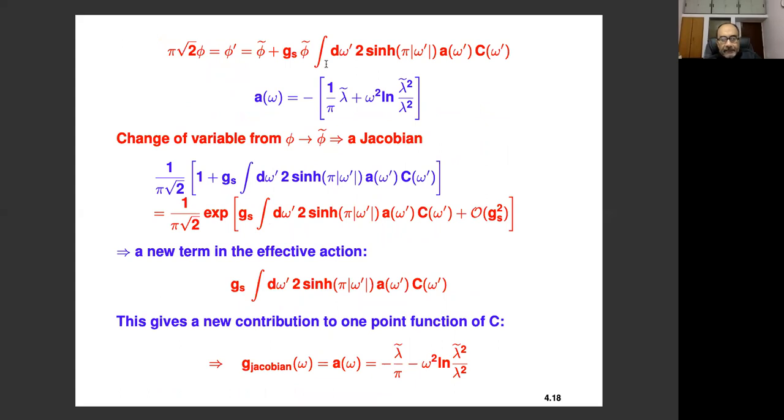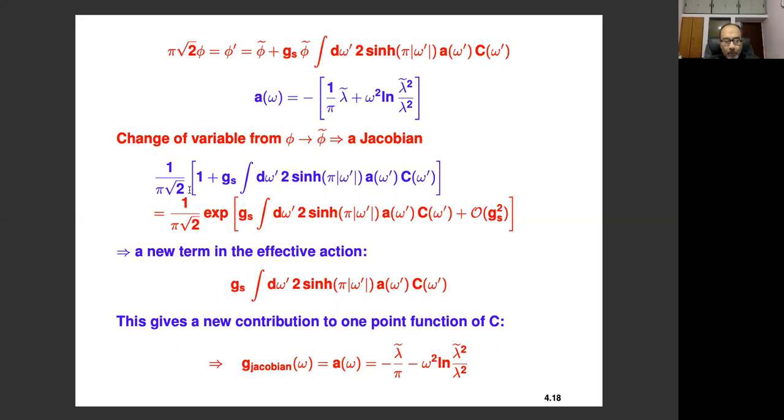So here is the full field definition. Pi root 2 phi is given by phi tilde plus this correction, with A given here. Now we can look at the Jacobian. We had d phi to begin with. Open string field theory told us that you have to integrate over phi, which is related to phi tilde by this.